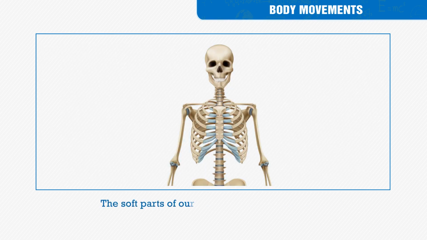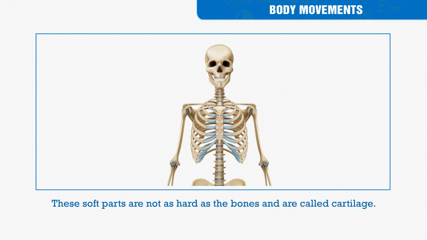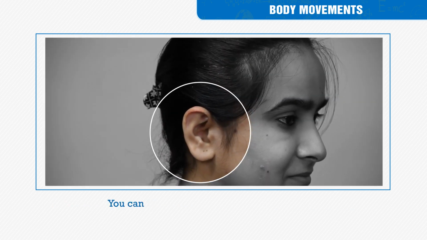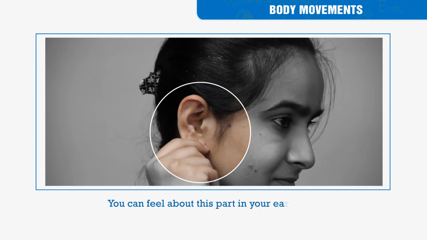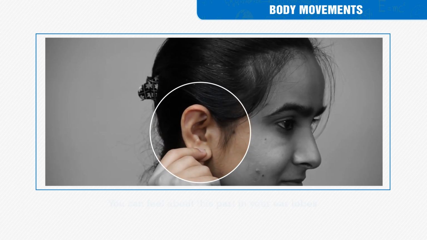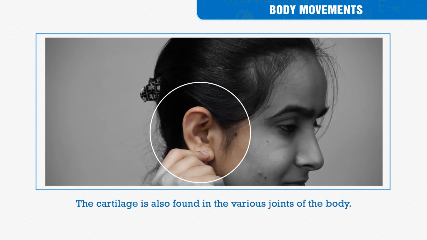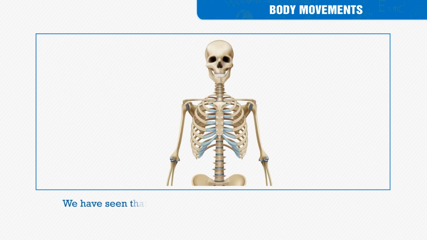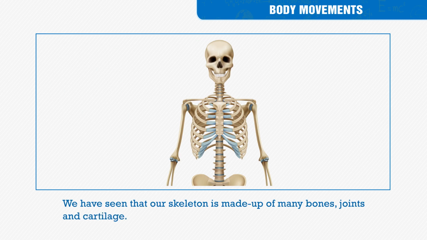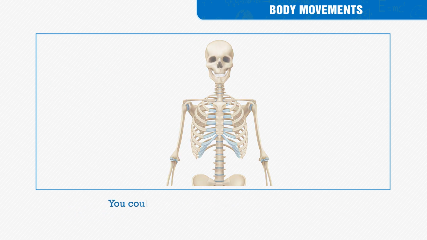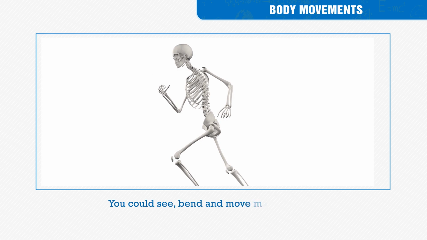The soft part of our skeleton can be bent easily. These soft parts are not as hard as the bones and are called cartilage. You can feel this part in your earlobes. The cartilage is also found in the various joints of the body. We have seen that our skeleton is made up of many bones, joints, and cartilage. You could see, bend, and move many of them.